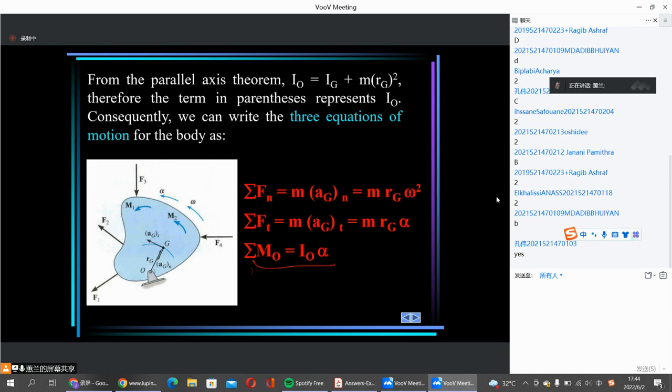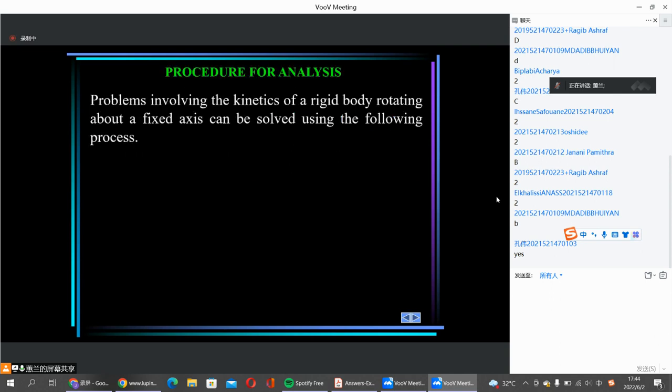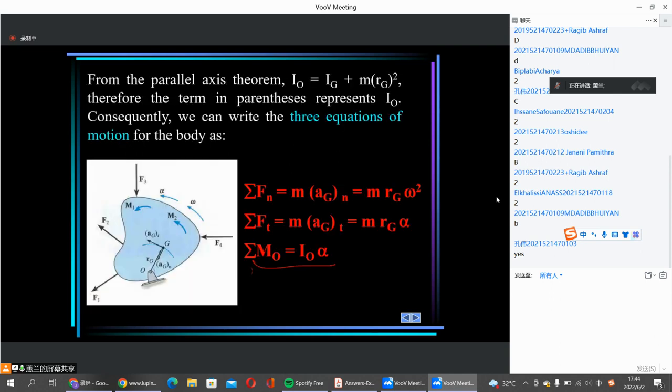So instead of using the moment about the mass center, for a rigid body which is rotating, it will be much easier to choose the rotating center. So we have sigma MO equal to IO alpha. We have derived it. Sure, it's a little bit fast, so you need to do that by yourself. When you review, just go through all the process. But anyhow, always remind yourself they are two equivalent force systems.